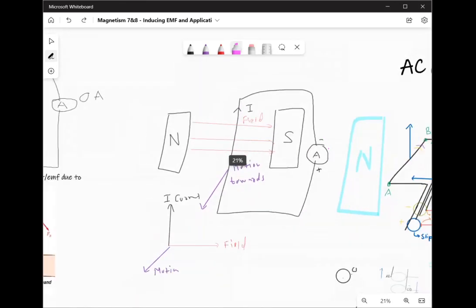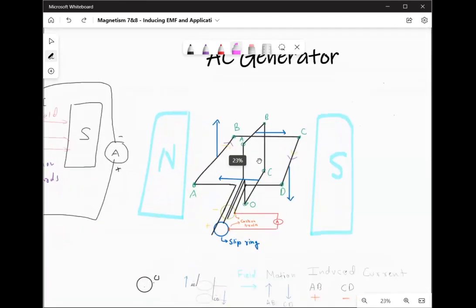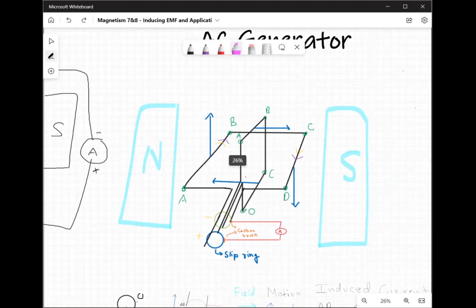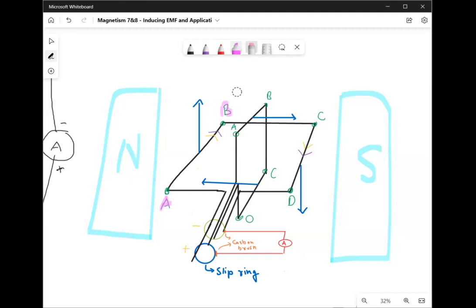Now what we'll do now is look at the AC generator. You have the same thing here. You have North Pole, South Pole. You have the section AB. Can you see the wire AB? The section of the coil AB, A to B. Instead of a wire, we have a coil here. So it has different sections to it. Fine. We have section AB.